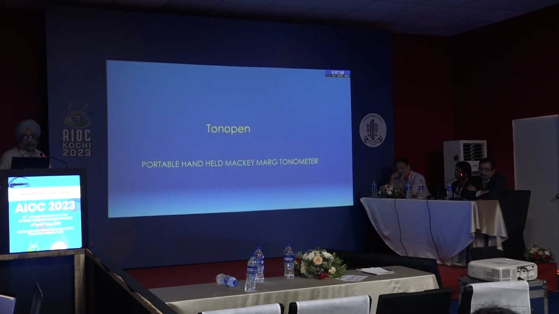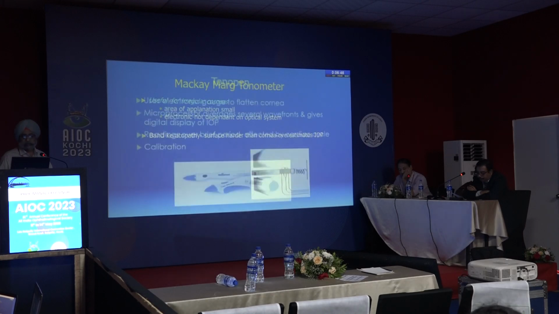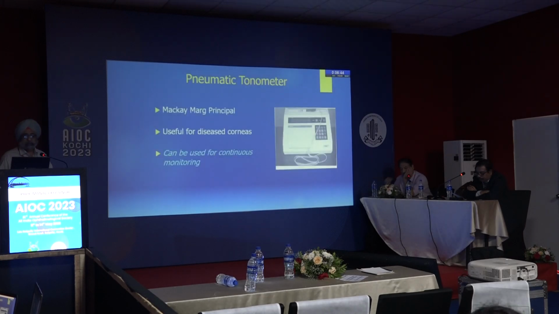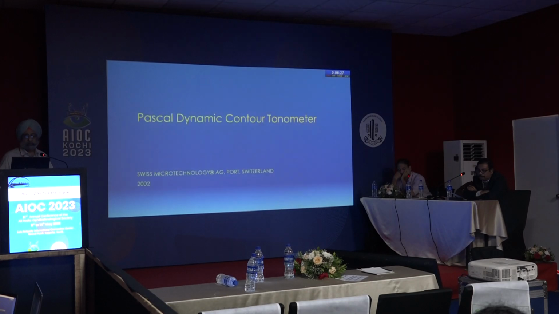Tonopen is a portable handheld Mackay-Marg based tonometer, and it is used for irregular corneas because it is not based on an optical system, the area of contact is small, and it is not electronic dependent. Pneumatic tonometer again is based on the Mackay-Marg principle and is used for diseased corneas and can be useful for continuous monitoring, and it's basically a research tool, least often used in the clinics. Do not confuse it with the air puff tonometer, which is another name for the non-contact tonometer.